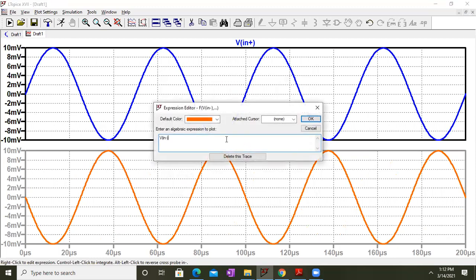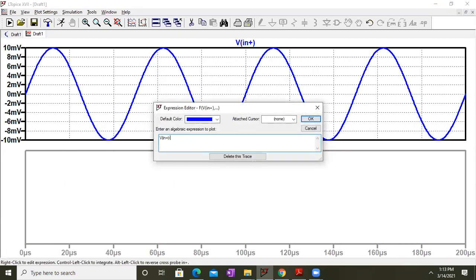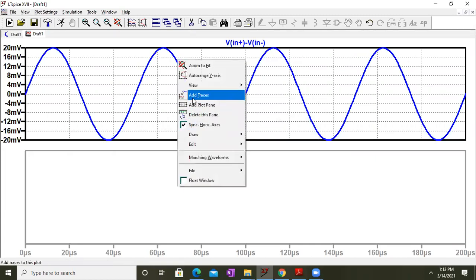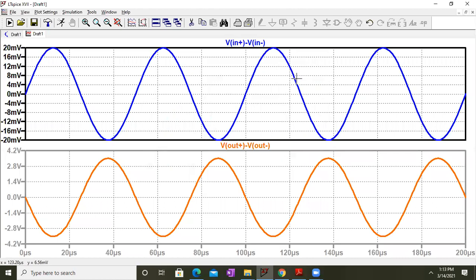Okay, now let me delete this and let me add Vin plus minus Vin minus. So this is my differential input. Right click over here, add trace, and now we will plot Vout plus minus Vout minus. This will give us the differential output. So here it is, the differential input and the differential output. That is why it is a dual input balanced output.